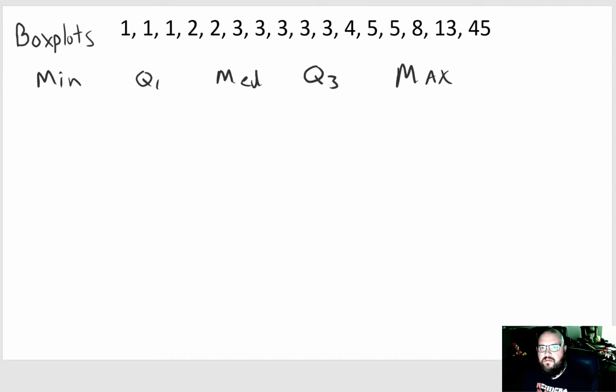So with these values, by looking at these, since they're already in order for us, we can determine that our min is a 1. So our min value right here. And we determine that our max is a 45.